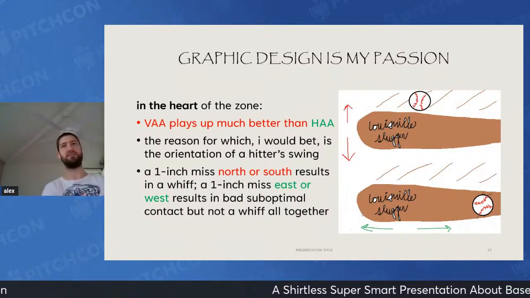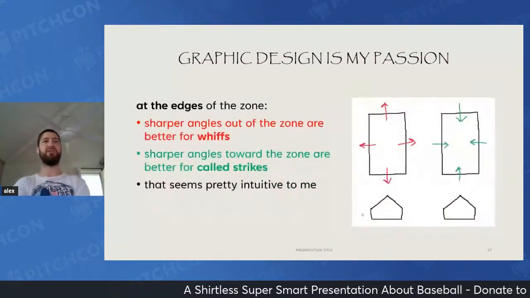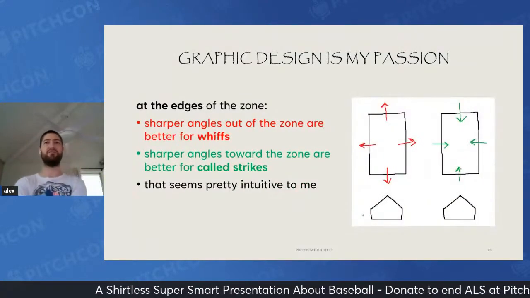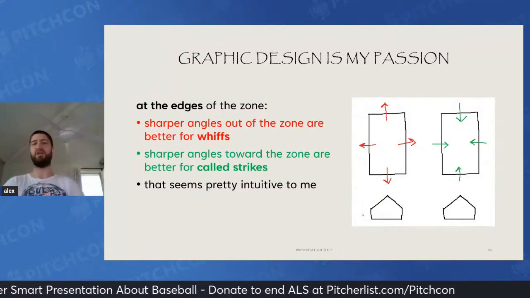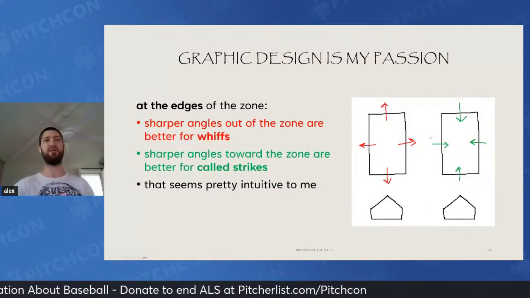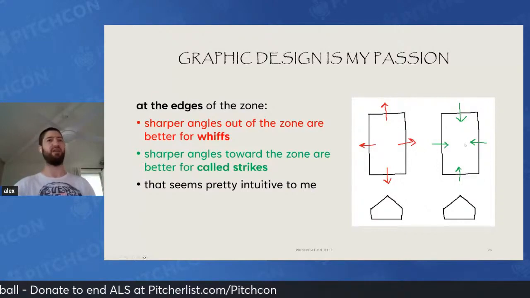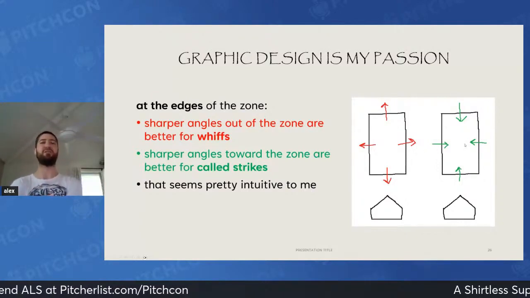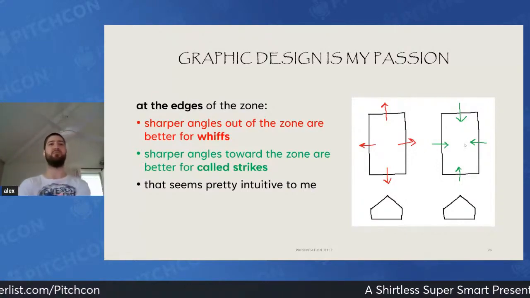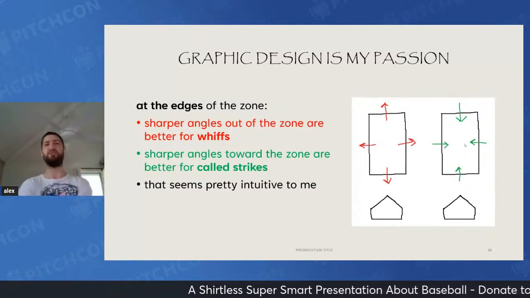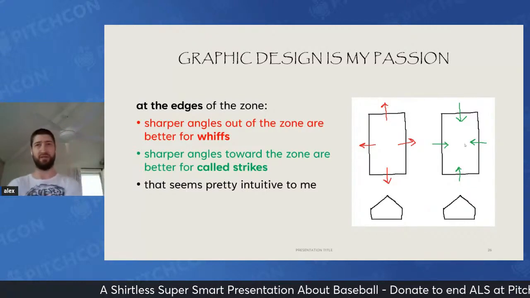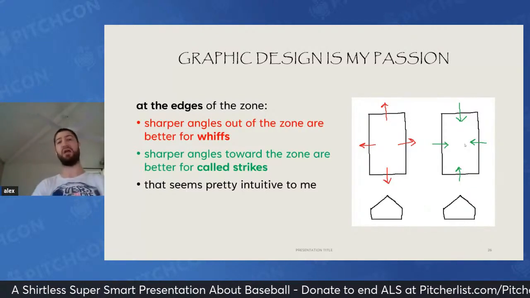That fits this framework to a T. Locating right here, glove side with run, so it's angling back in toward the zone and catching that hitter off guard because it looks like it's going to be off the inner half of the zone and then it cuts back in. That's going to get you more called strikes, generally speaking, relatively speaking.